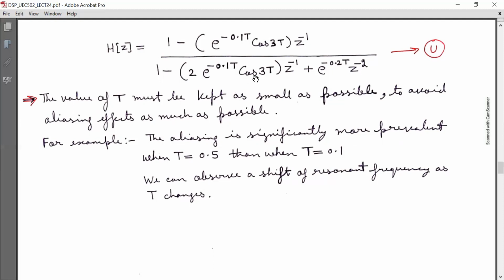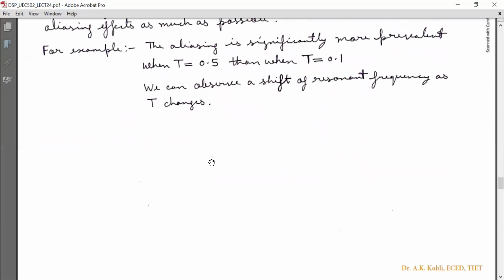Now in this equation, the value of capital T must be kept as small as possible, as discussed above, to avoid aliasing effects as much as possible. For example, the aliasing is significantly more prevalent when capital T is 0.5 than when capital T is equal to 0.1. We can observe a shift of resonant frequency as capital T changes. So I will show you the magnitude response plotted through MATLAB.